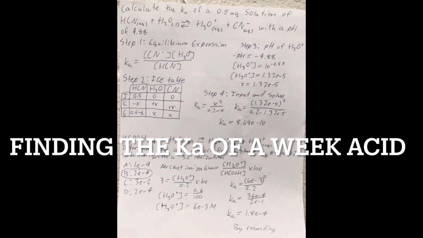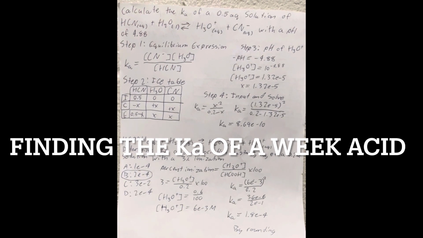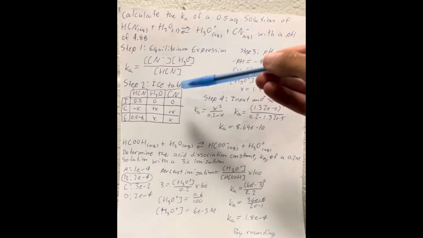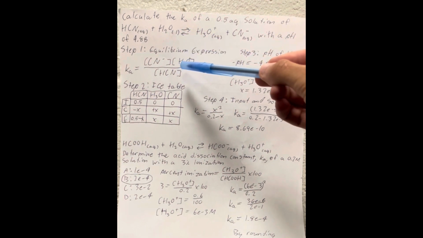How to find the Ka of a weak acid. For this problem, we need to calculate the Ka of a 0.5 molar aqueous solution of HCN plus H2O in equilibrium with H3O plus and CN negative, with a pH of 4.88. The first step in this problem is to find the equilibrium expression, which is the products over the reactants. And we wouldn't include H2O because it is a liquid and only aqueous species are included in the equilibrium expression.